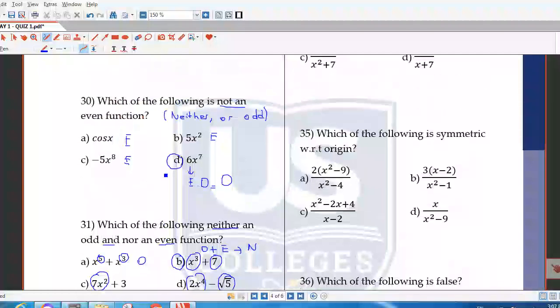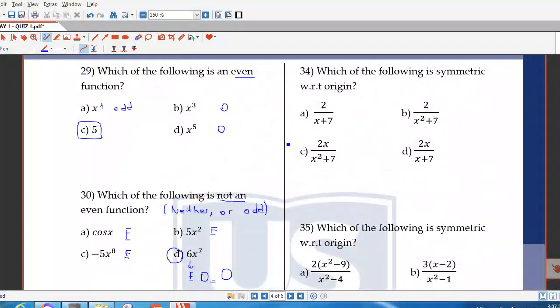Question 34. Which of the following function is symmetric with respect to origin? Being symmetric with respect to origin is the case of having an odd function. It is the property of odd function. 2 over x plus 7 is none of them. Even over, neither is neither.